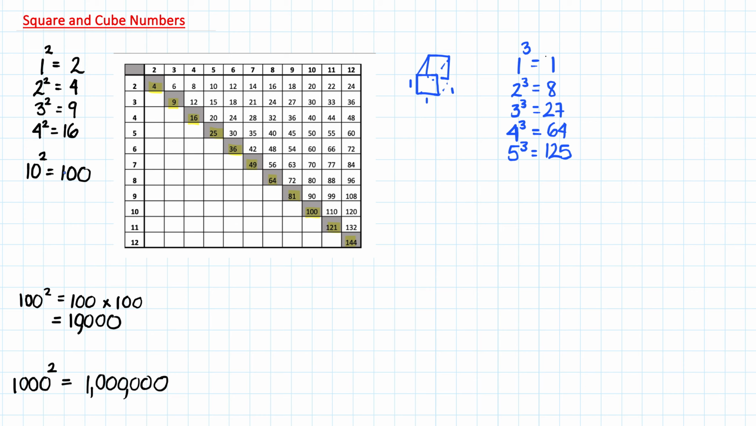Now, I want to do the same logic that we had here. If I'm going to do 10 cubed, what is going to be the answer to 10 cubed? So it's going to be 10 times 10 times 10, which we know is going to be 1,000.